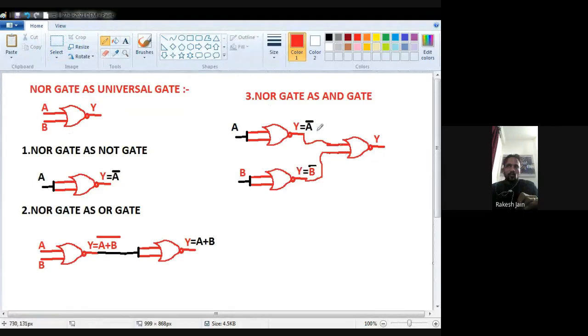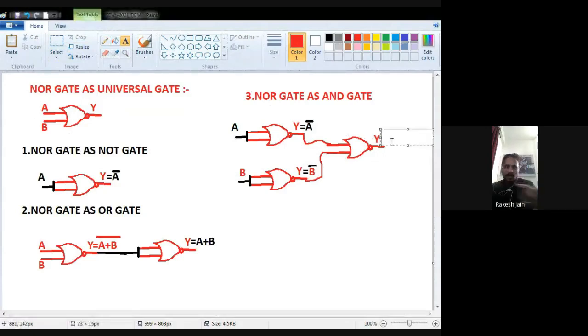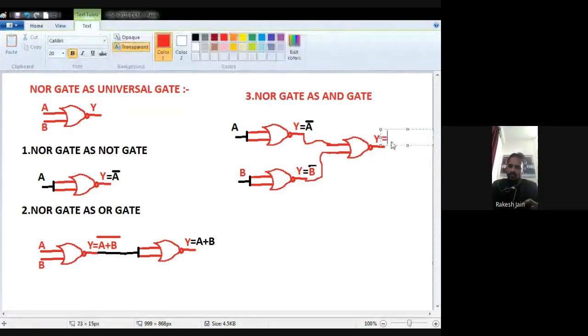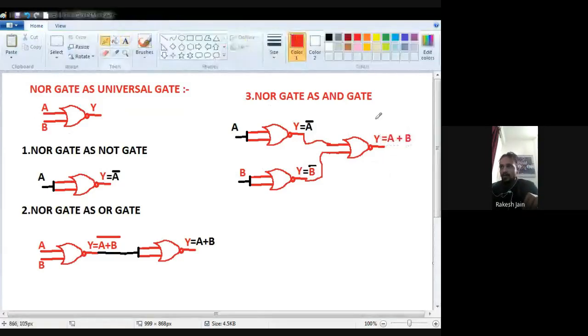Now A bar and B bar are the two inputs of a NOR gate, and we know what the output of a NOR gate is. Whatever the inputs, first of all just add them. Here the two inputs of this NOR gate are A bar and B bar. Why? Because this third one is also a NOR gate.